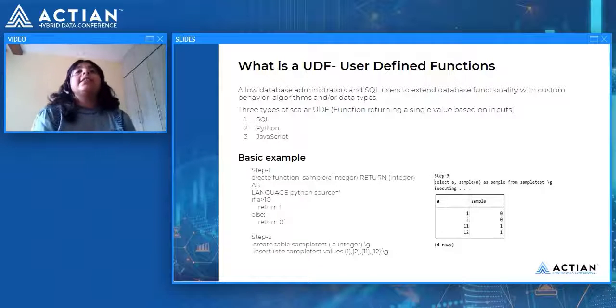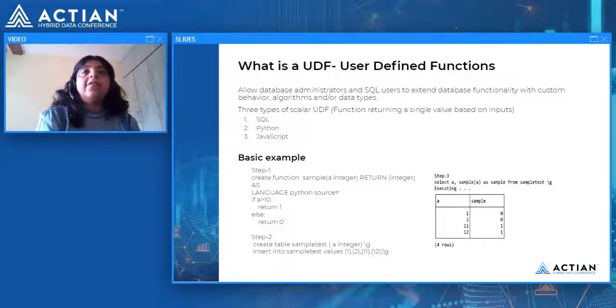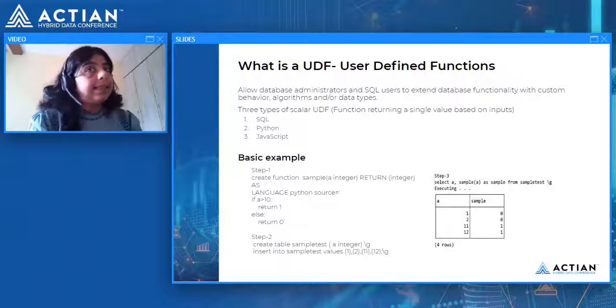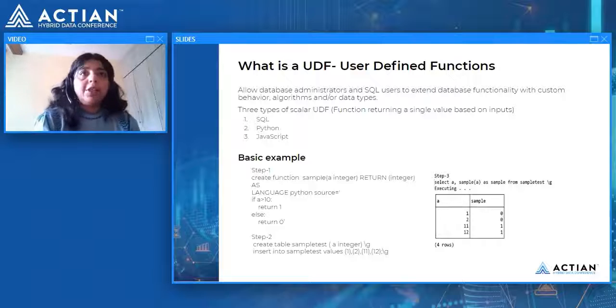So I will give a very simple example of how a UDF is built and how it is tested. It's a three-step program. In step 1, you create a simple UDF called sample. I take in A as an integer, and the return type is an integer. My language is Python here, and I simply give the Python source code. The source code says that if the input number A is greater than 10, it returns 1, and if it is less than 10, then it returns 0. So that is my simple UDF.